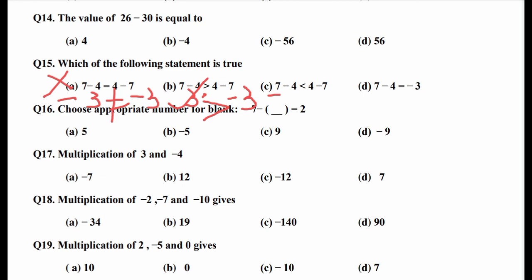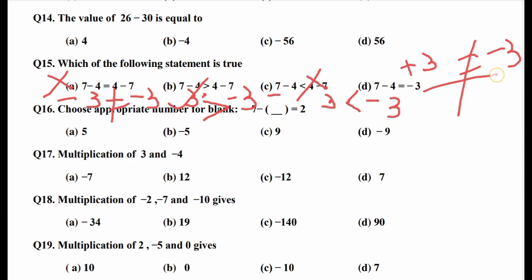Now we check C and D also. 7 minus 4 is equal to 3 is less than 4 minus 7 is equal to minus 3. So this is wrong. Then 7 minus 4 is equal to plus 3 is equal to minus 3. So it is wrong. They are not the same. So the answer of this is B.